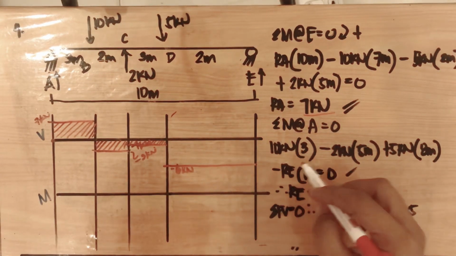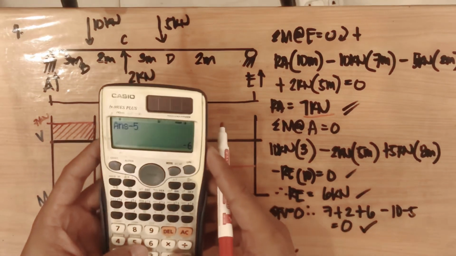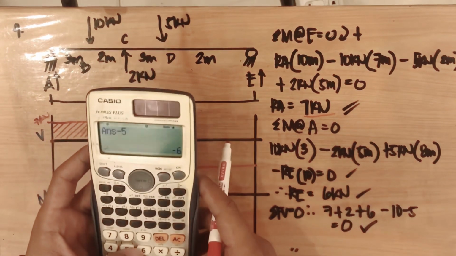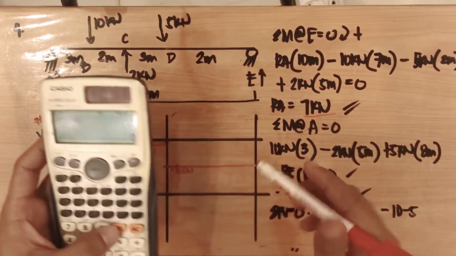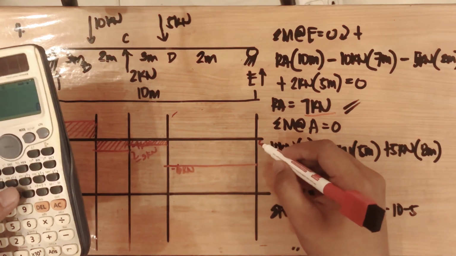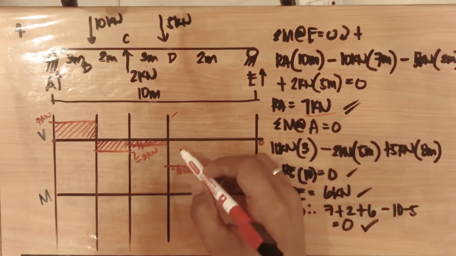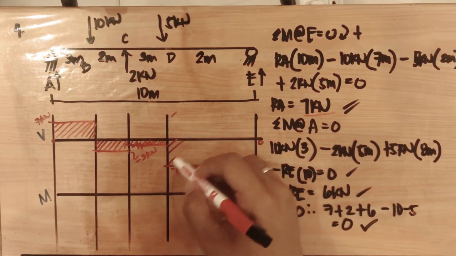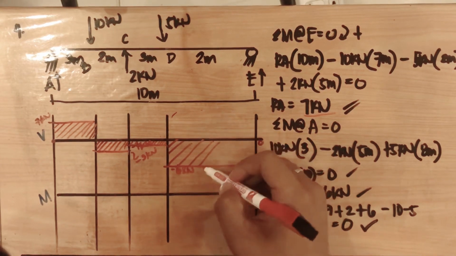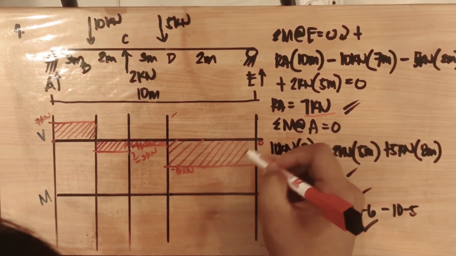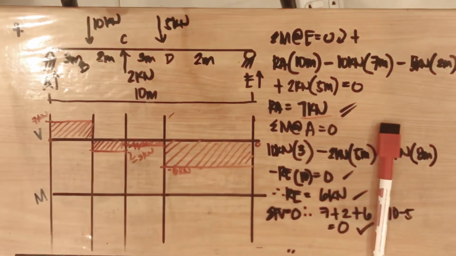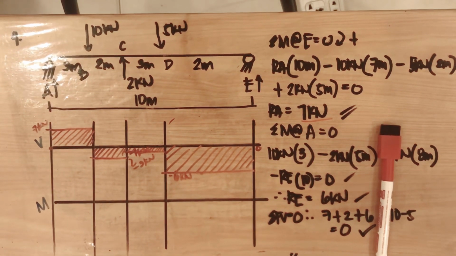Then next, at point E, from negative 6 kilonewton, meron tayong support reaction which is 6 kilonewton. So, plus natin siya 6, so equivalent to 0. So, ito na yung ating shear diagram for the beam shown. So, ayan ang shear diagram natin for the beam shown.